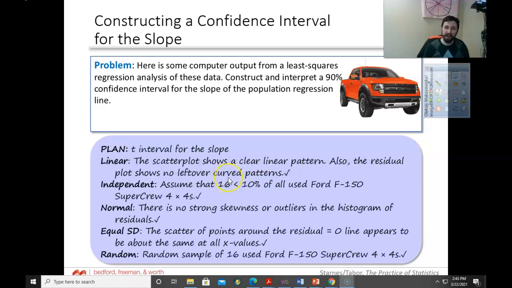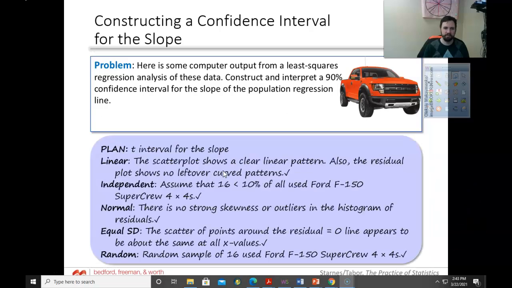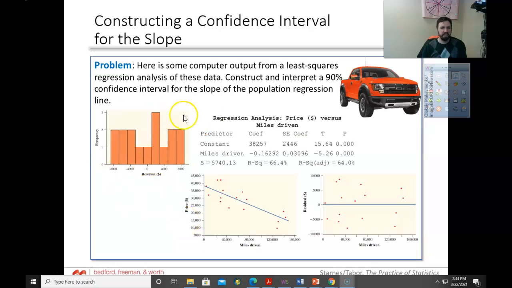Plan. We have to check linear every time. Is it linear? Yes. Not a U over here. Is it independent? I think 16 is less than 10% of all the super crews. Is it normal? Yes, I would say there's no outliers or skew.